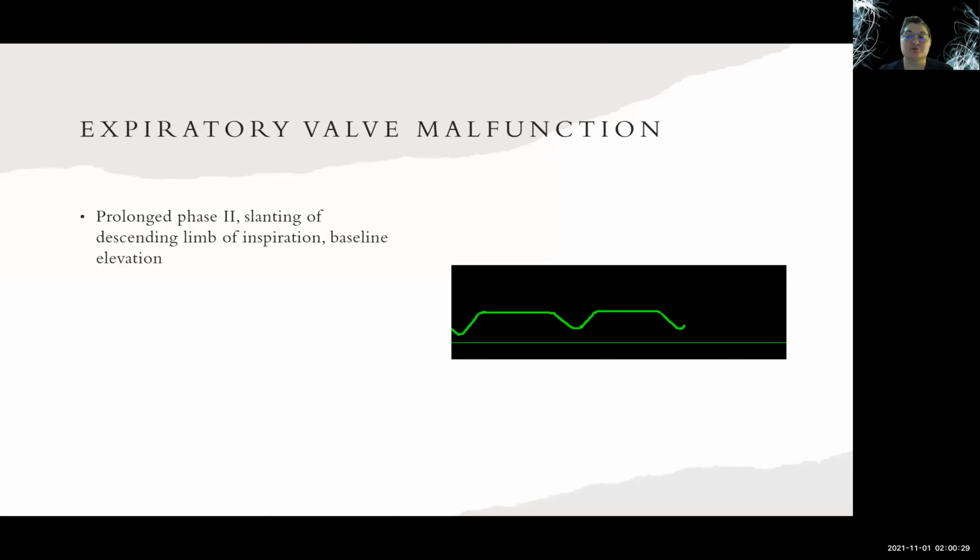Then we have expiratory valve malfunctions. This is where we're going to have a prolonged phase 2, slanting of the descending limb of inspiration, as well as a baseline that's going to be elevated. Generally, the height is shorter due to the elevation of the baseline reading. The prolonged phase 2 and slanted descending limb of the inspiratory segment are those identifying factors of the shape.